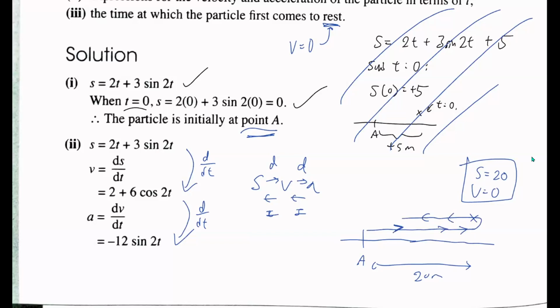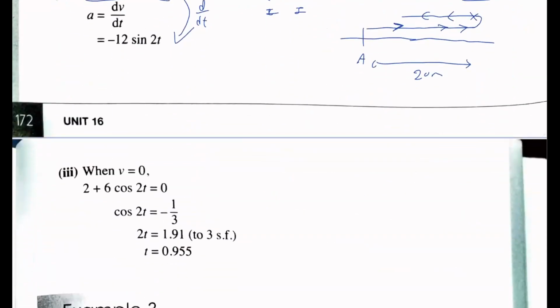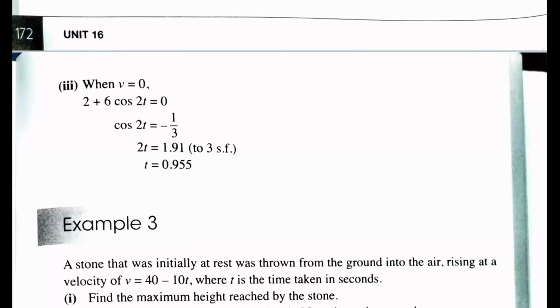That was the first half of part 3. So part 3, when a particle first comes to rest, you sub in V equals 0, right? So you just have to take the formula for V here, equate it to 0. Then from there, you can solve for t. That's exactly what they did at the bottom. Sub in the formula for V equals 0, then you just solve for t.